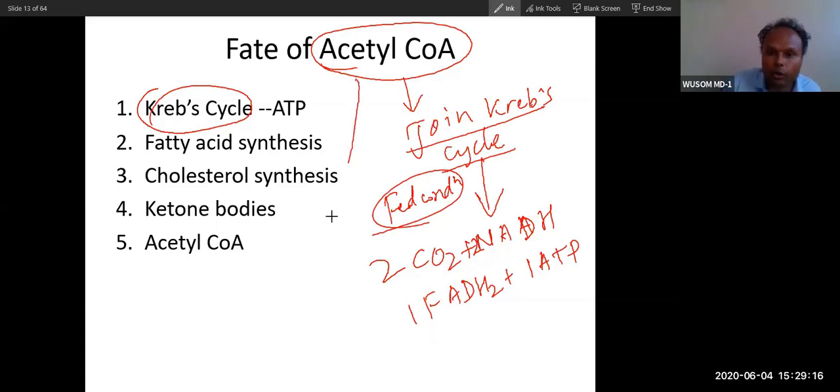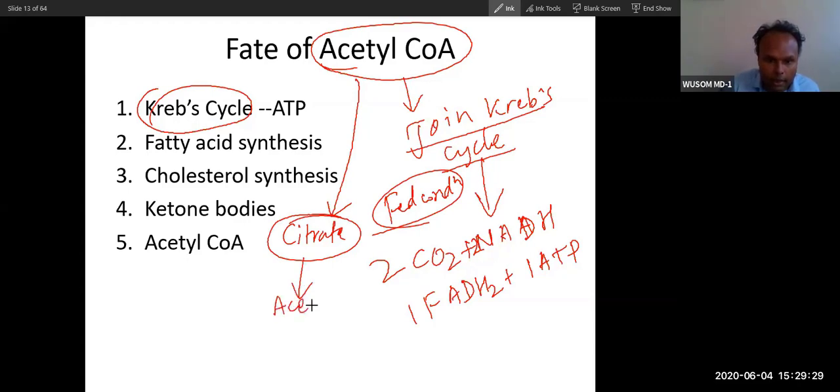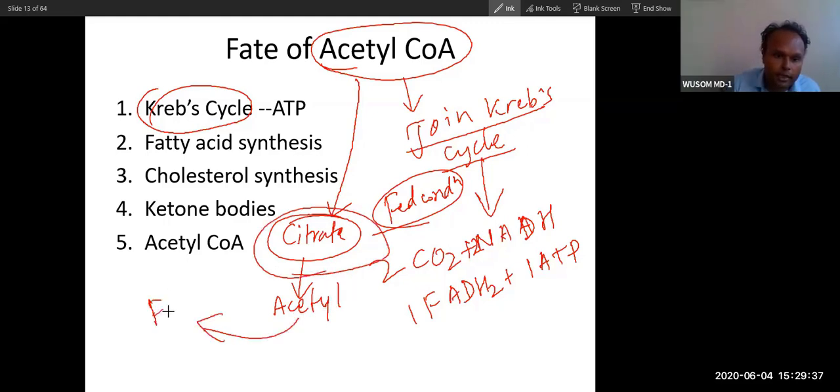And acetyl coenzyme A will also convert through citrate. The intermediate will be citrate, so formation of citrate will be in the Krebs cycle. Through citrate, again it will convert into acetyl coenzyme A. Citrate will come out of the mitochondria; this citrate conversion will happen in the mitochondria. And from acetyl coenzyme A, fatty acid synthesis will happen.